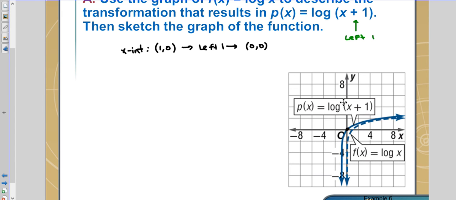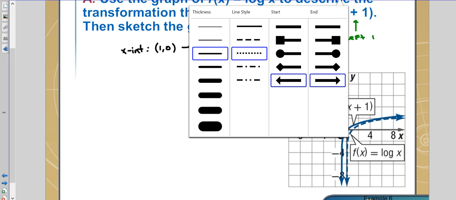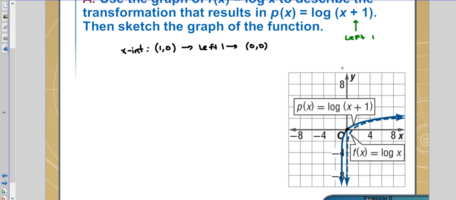And my asymptote would be left 1 now. If I looked at this closely, I would see that this asymptote is right there. It's been shifted left 1 unit. Notice these are counting by 2's.